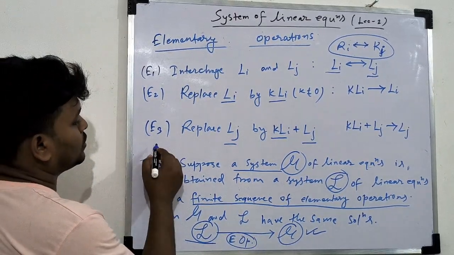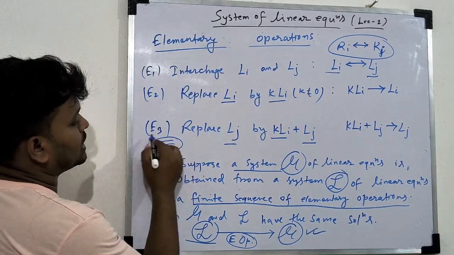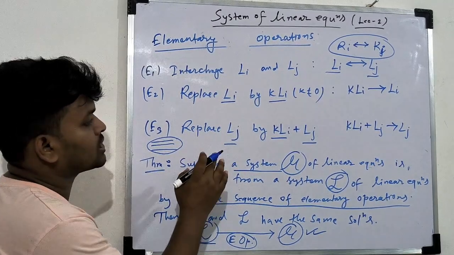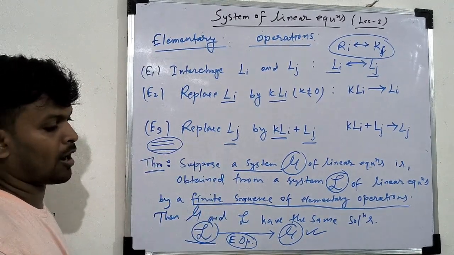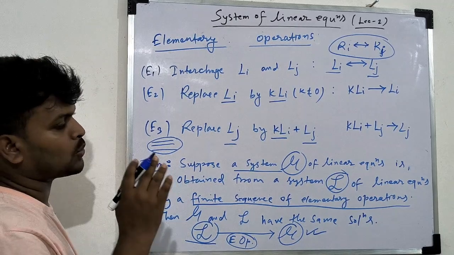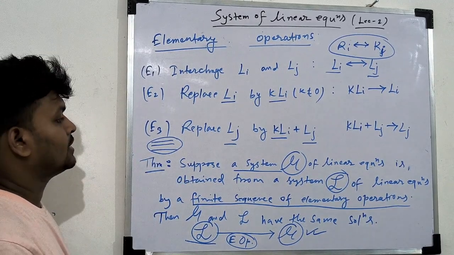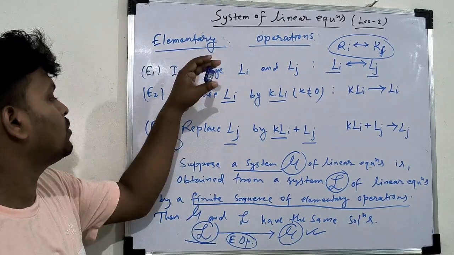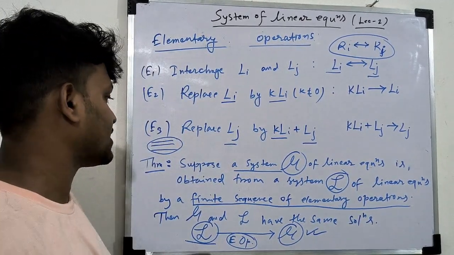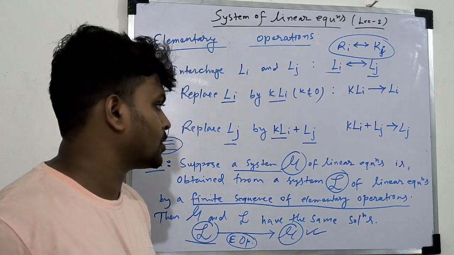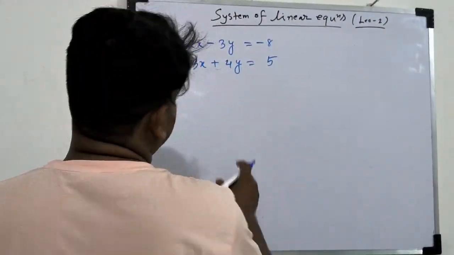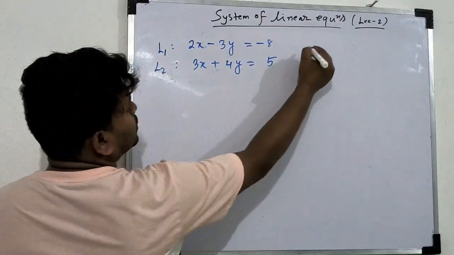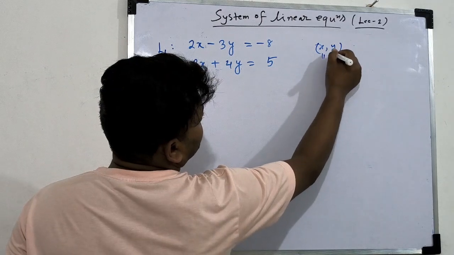So if you are given a system of linear equations, first you apply these row operations to reduce the number of unknowns in one equation and solve the new system. From this new system you can find the solution of the given system. Let us see one example to understand this theory. Suppose this system of two linear equations is given, and we have to find x comma y. What is the value of x and what is the value of y?